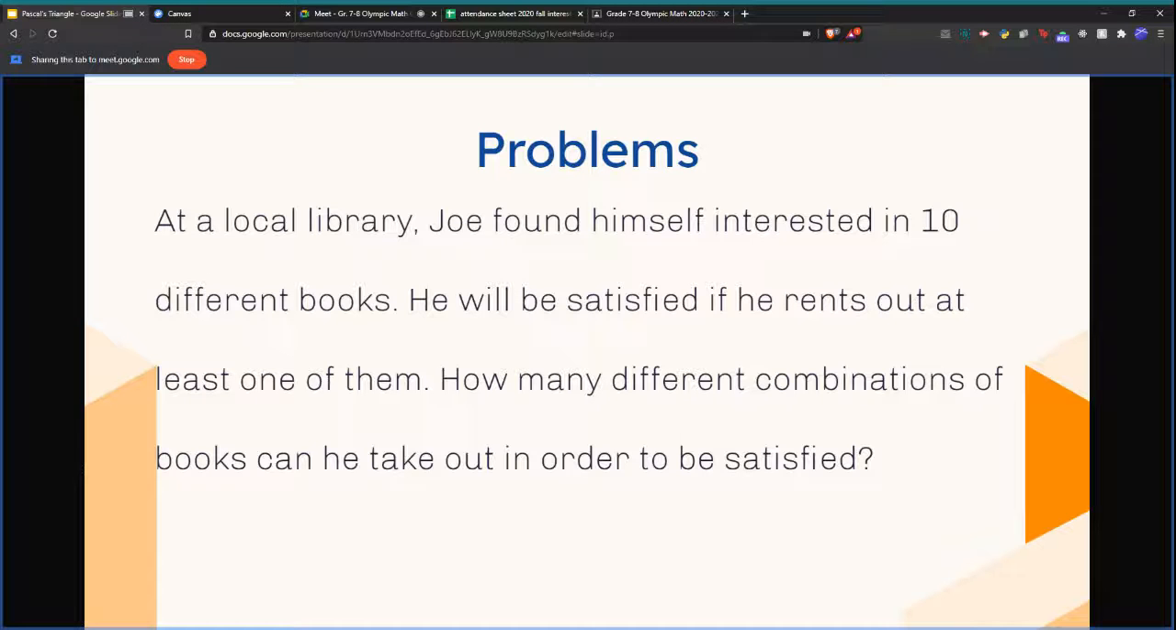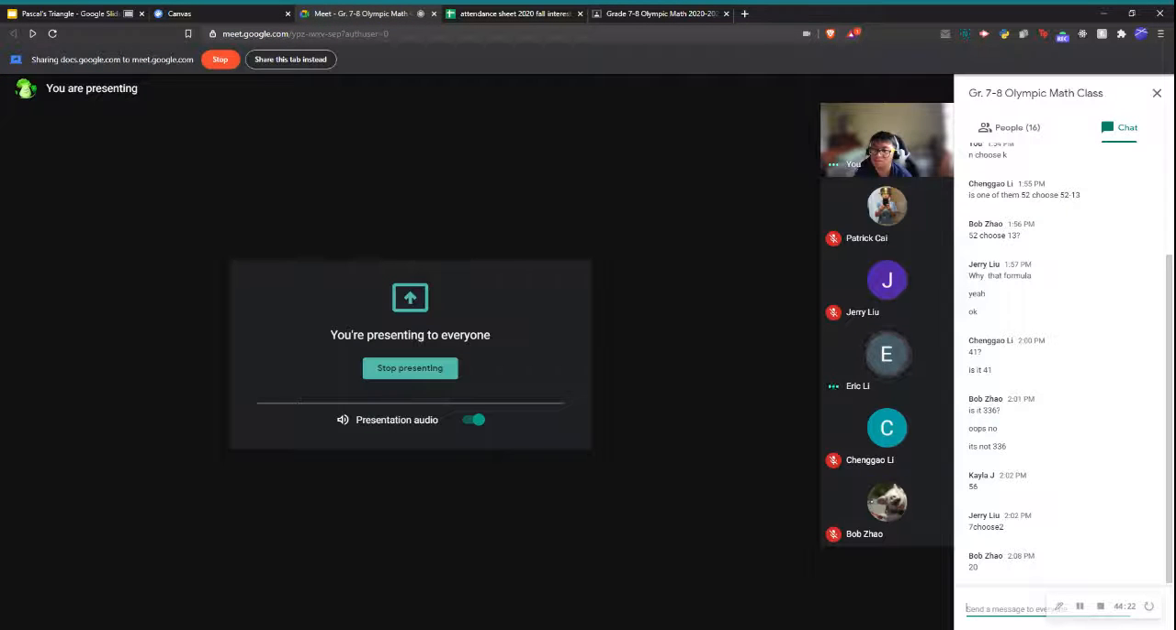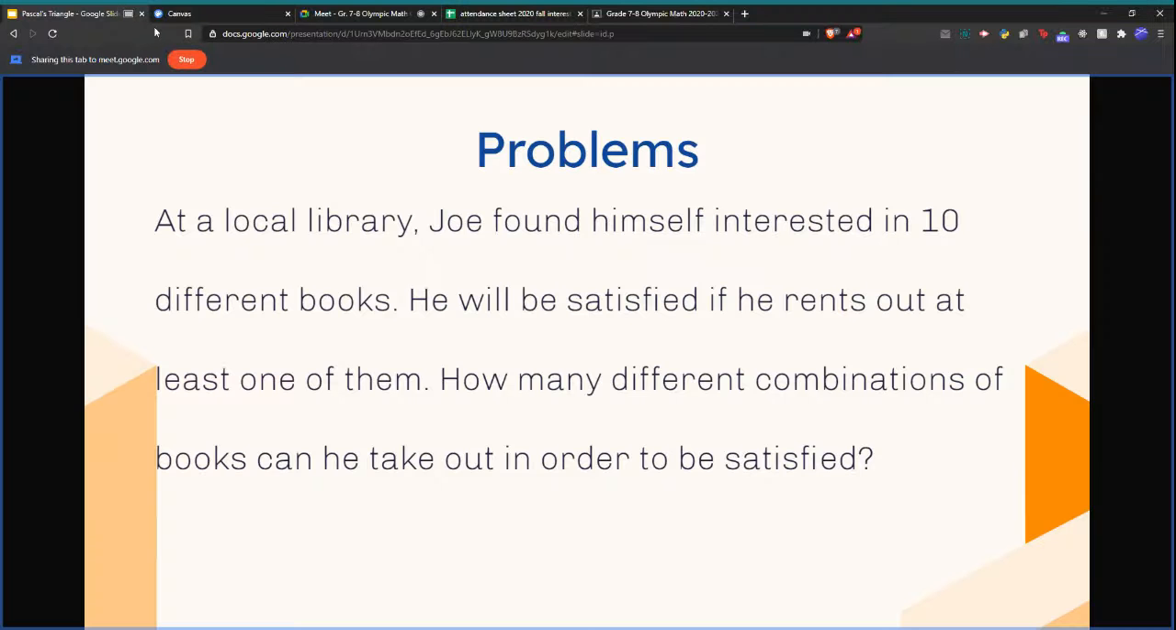But he has to take at least one book. If he takes zero books, then that's not a combination. This whole lesson was about how combinatorics is part of Pascal's triangle, so of course they're related. He can take all 10 books. I said at least one of them, so he can take two or three or four, all the way to 10. But he needs at least one.